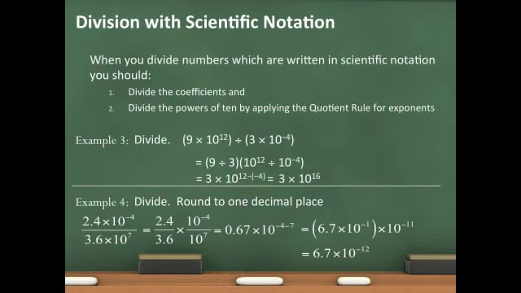Then rounding the coefficient to 1 decimal place gives us 6.7 times 10 raised to the negative 12. Try to self-check at the bottom of the page.